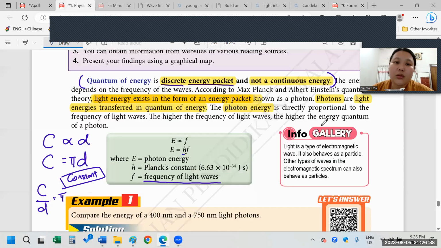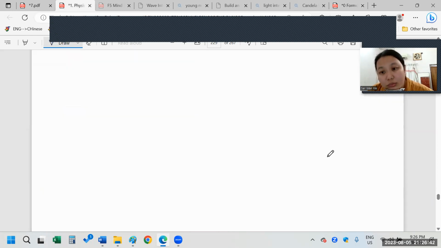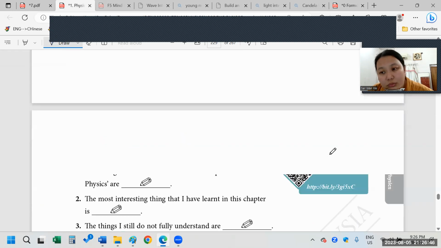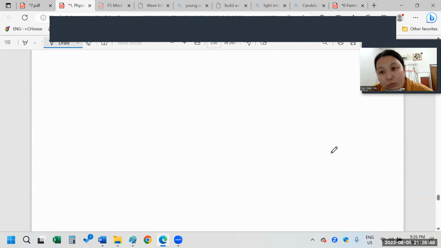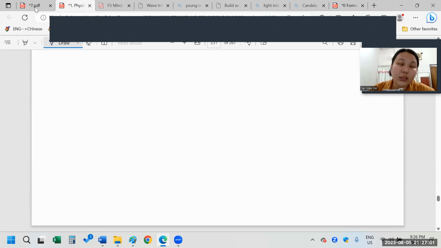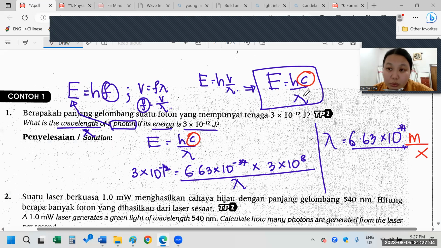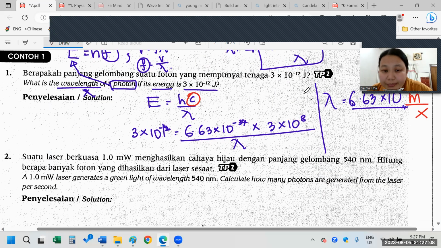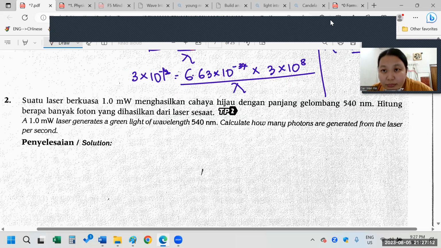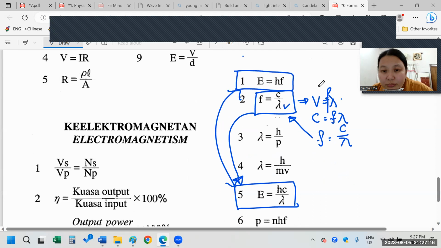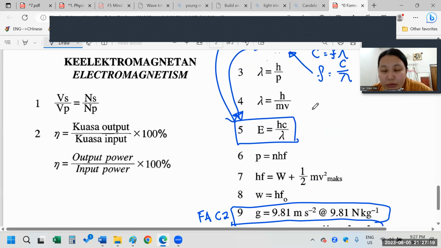Okay, then all of the EM waves here. Which EM waves? Something is wrong with my computer. All of the EM waves have the same speed, so we say C. Then next it's about P. P means power. Sorry, not power. P means momentum.